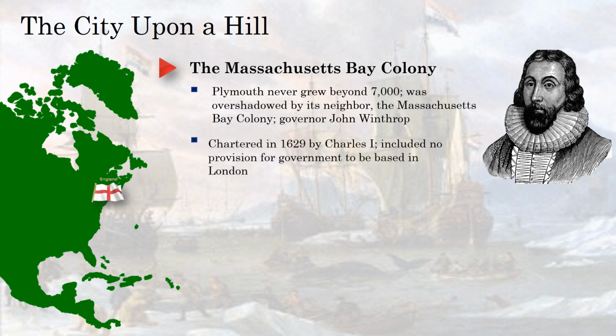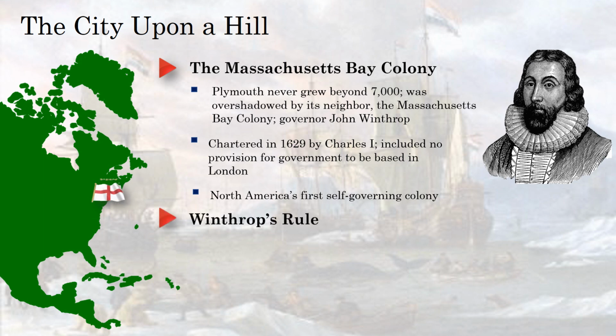It was chartered in 1629 and settled in 1630, as we've mentioned, and it included no provision for government to be based in London, which is curious. And so one of the results of this is they're going to be North America's first self-governing colony.